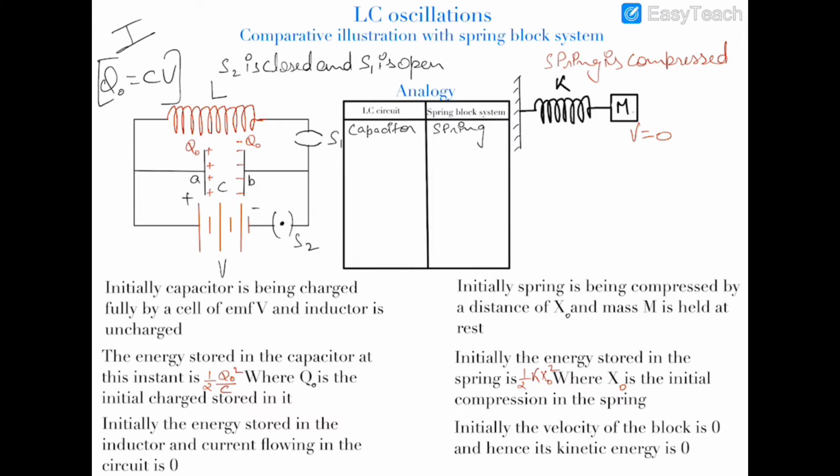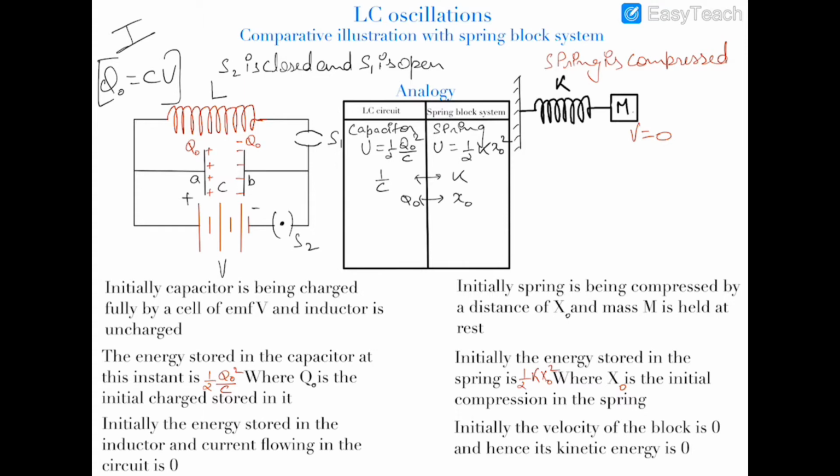Okay, so the initial energy which I have given to the capacitor is half Q naught square by C, and the initial energy which I have given to the spring is half K x naught square. So you can also compare that 1 upon C is comparable to K, and this Q naught is comparable to x naught.